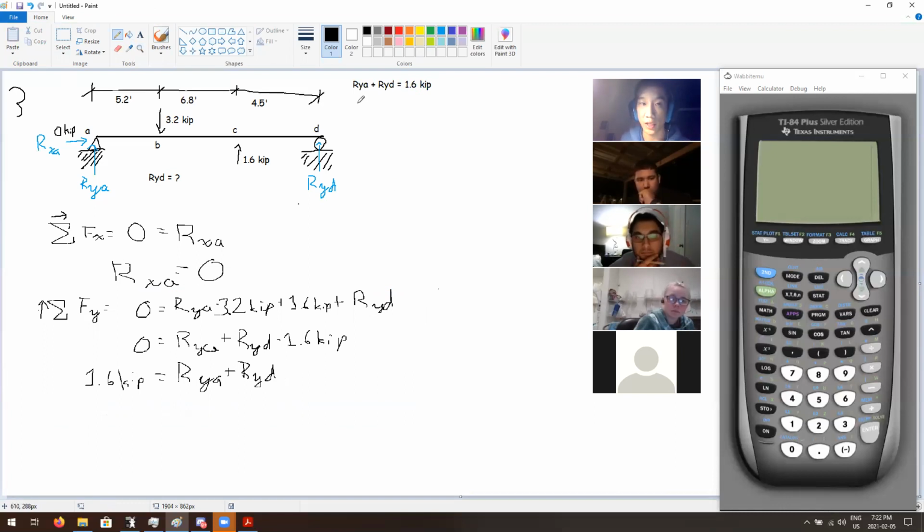Solve for RXA, but it's not useful in this equation. And we have two unknowns in here. You can't do anything. What's the next thing you can do? You can solve for moments. Summation of moments, assuming counterclockwise direction is positive, equals 0. Actually, I'm going to move this down here.